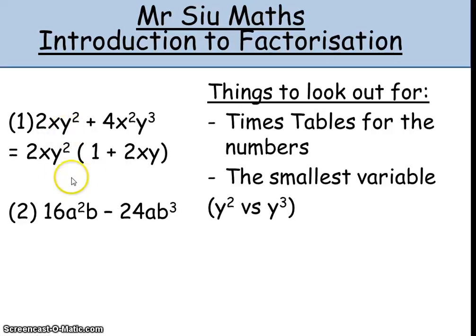The second one is basically 2 times 2 to give us 4. x times x gives x squared, and y squared times y gives y cubed.